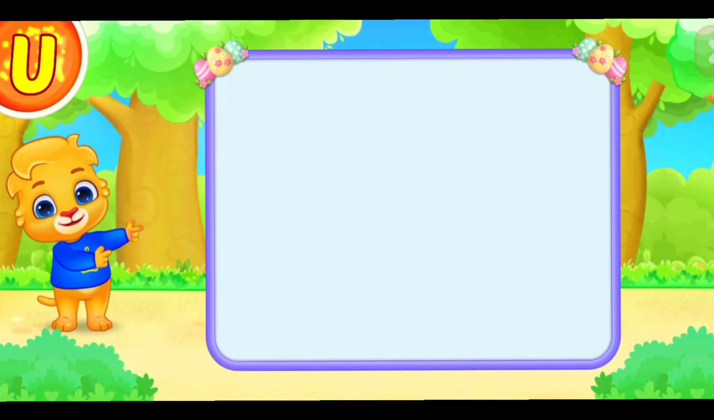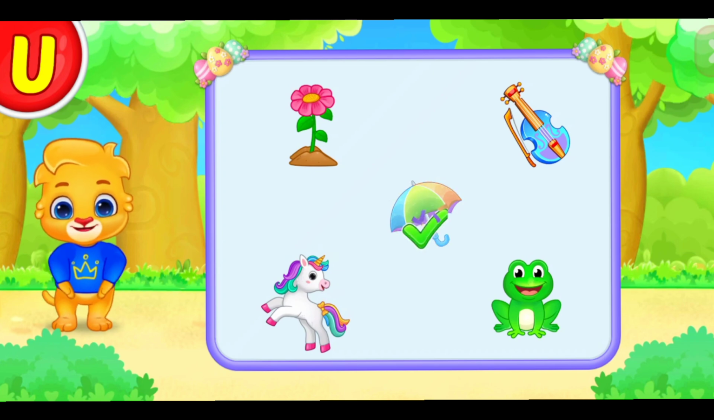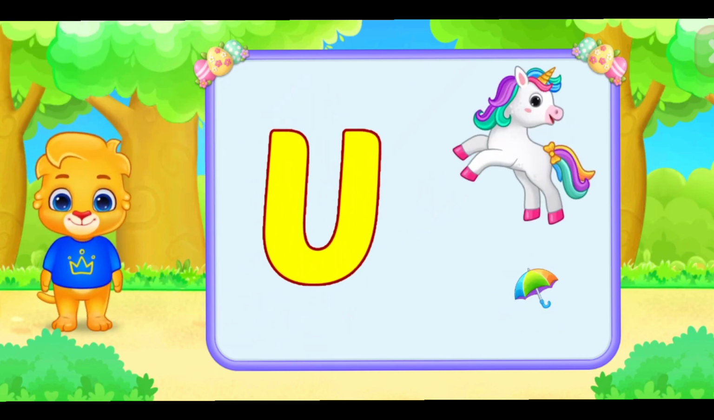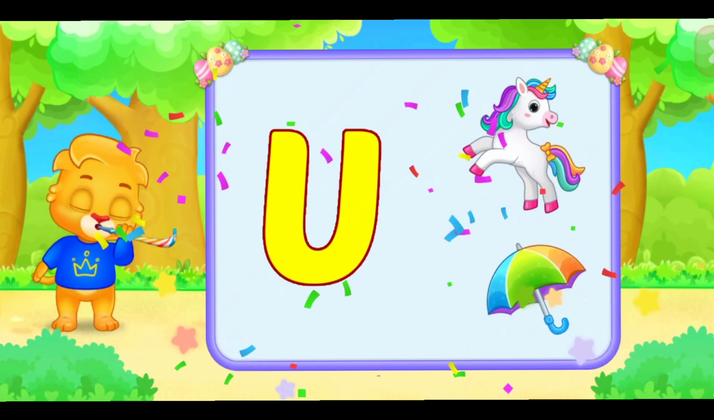Tap the picture that starts with letter U. U is for unicorn. U is for umbrella. Well done.